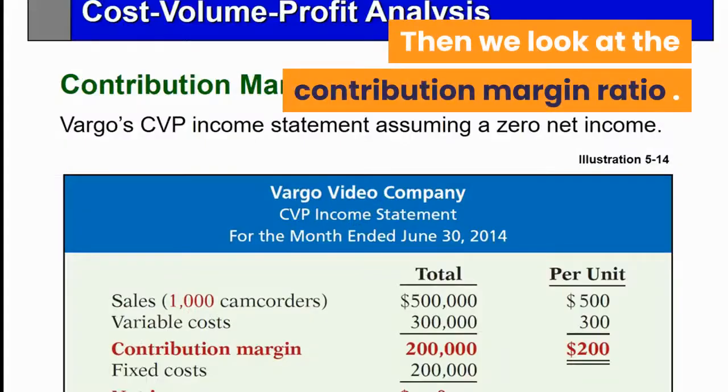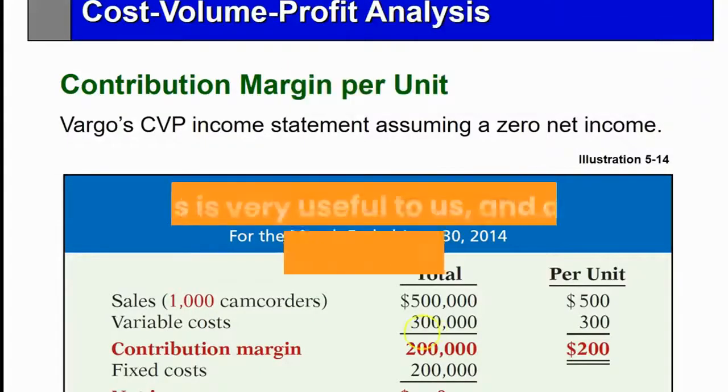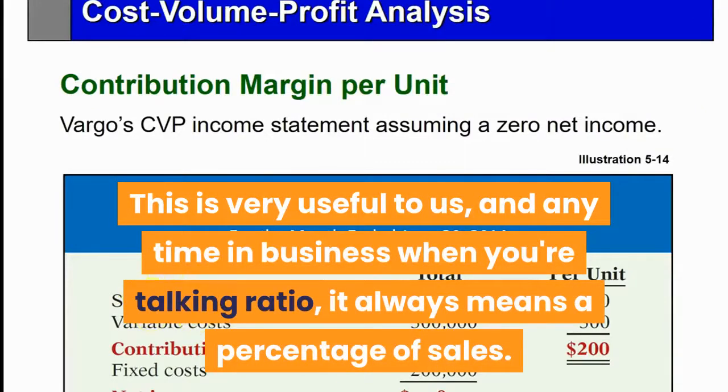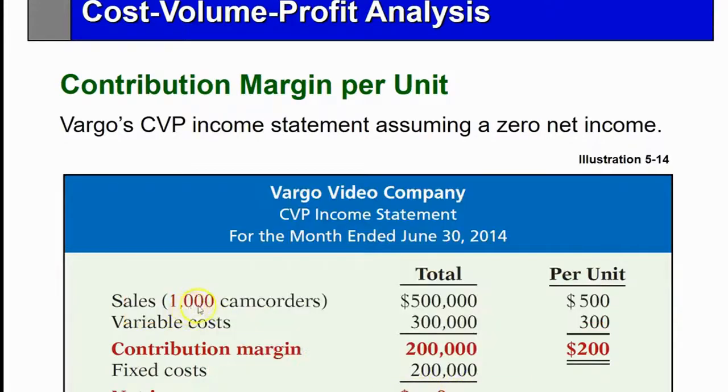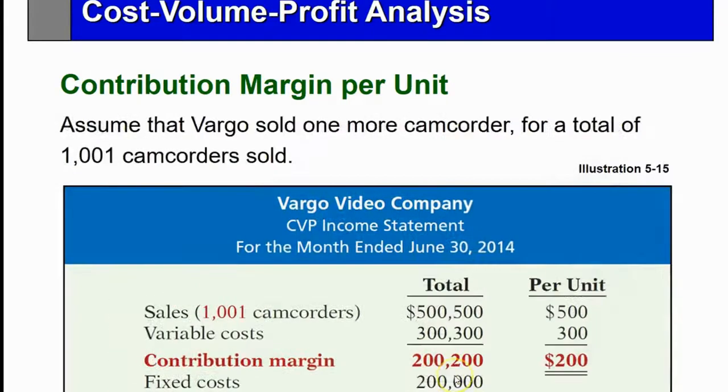Then we look at the contribution margin ratio. This is very useful to us, and any time in business when you're talking ratio, it always means a percentage of sales. Gross profit ratio is gross profit as a percentage of sales. Net income ratio is net income as a percentage of sales. Contribution margin ratio is contribution margin per unit as a percentage of selling price per unit. And that way I get 40%, 200 divided by 500. So now the contribution margin ratio of 40% will tell me exactly how much I make on each sales dollar.